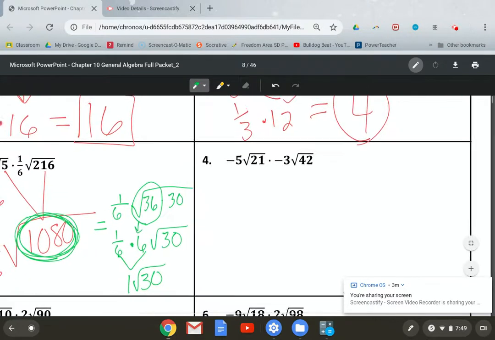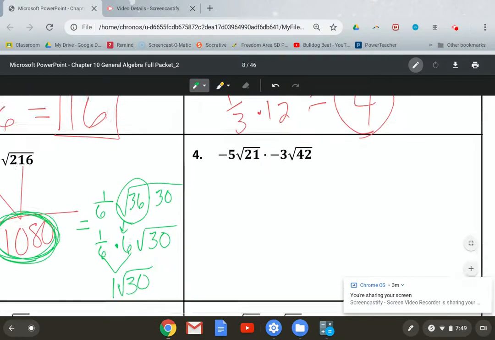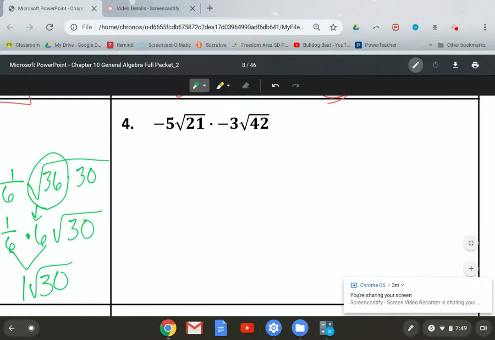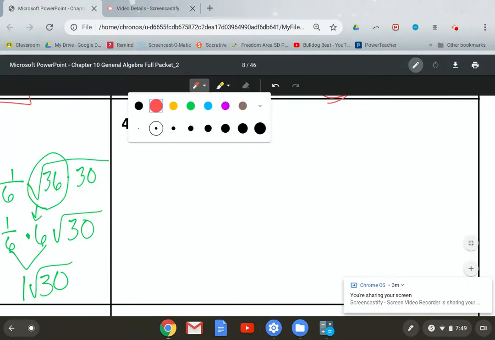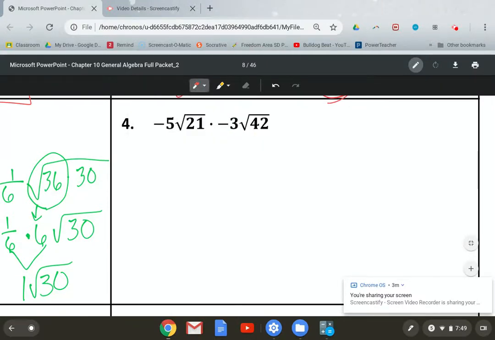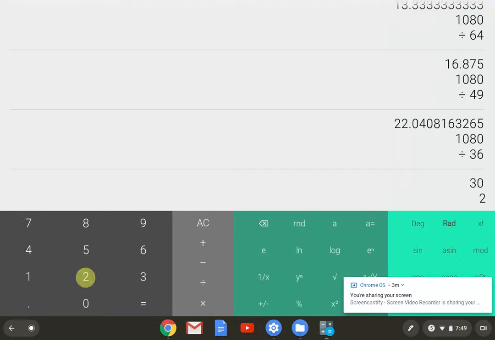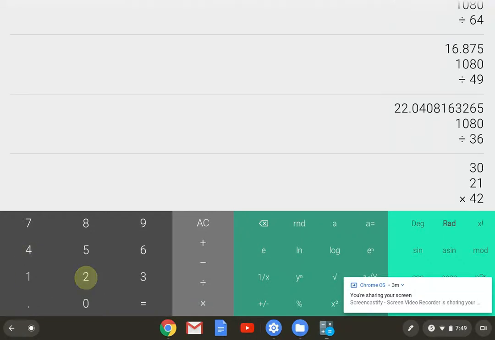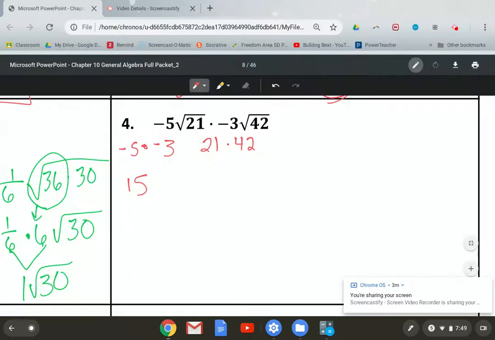Move on to number 4, which is now my second time doing number 4. What an exciting time for me that I get to do the notes twice since it stopped recording. Okay, so we are going to do our -5 times our -3, and that's going to give us +15. And then we need to do our 21 times our 42, which I don't know in my head, even though I just did the notes. 882. So we're going to make these ones go inside the square root.